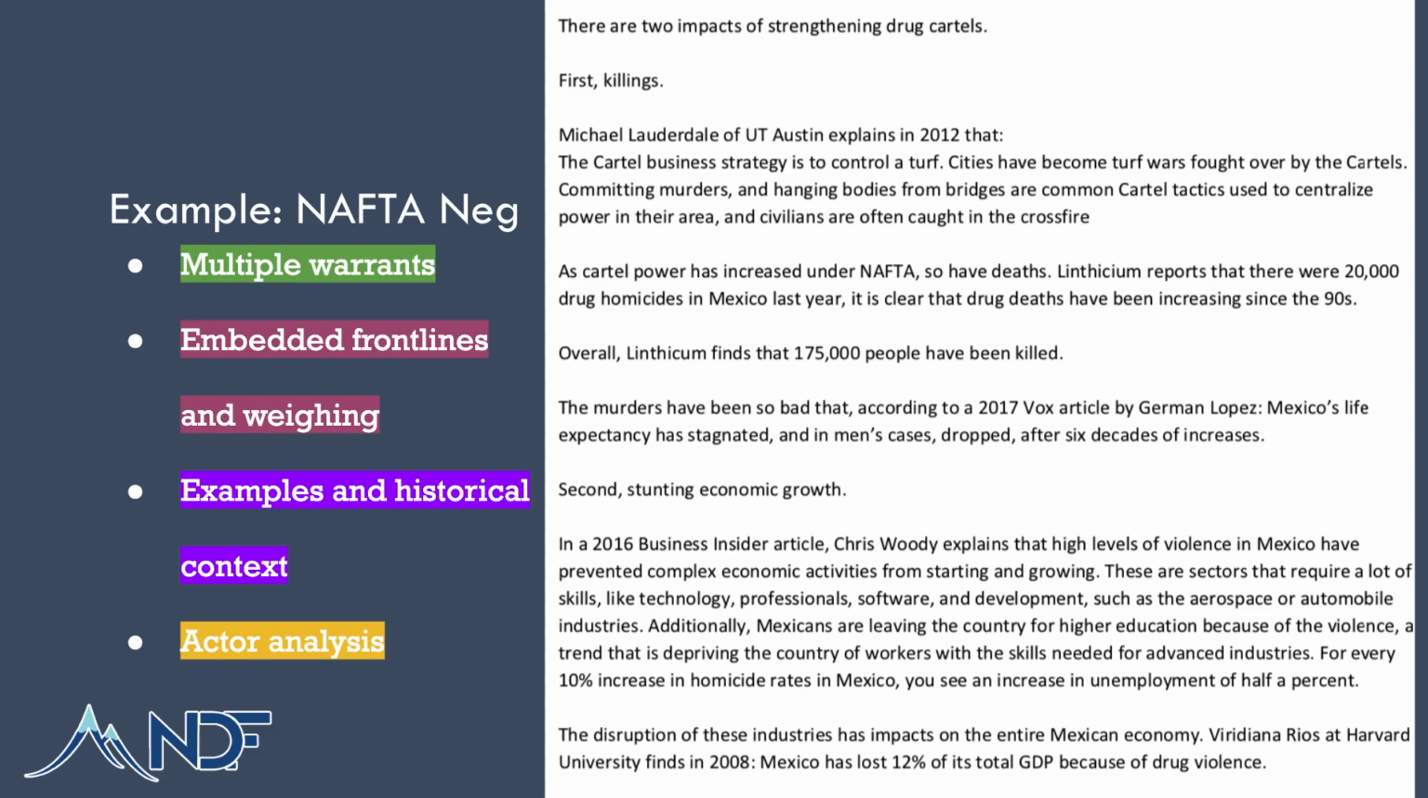Cool. So let's talk about some things there. So where do we see multiple warrants? Where do we see multiple warrants in the case?